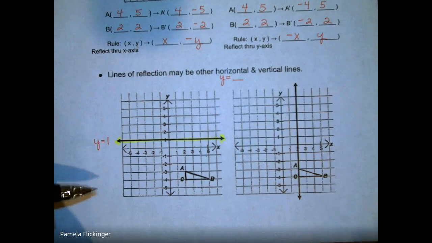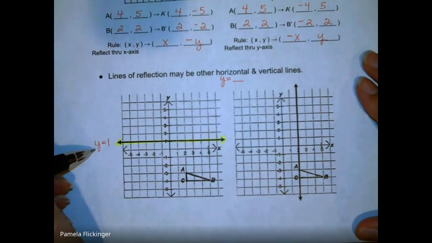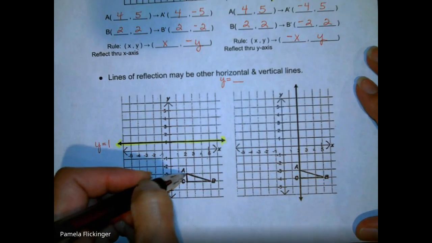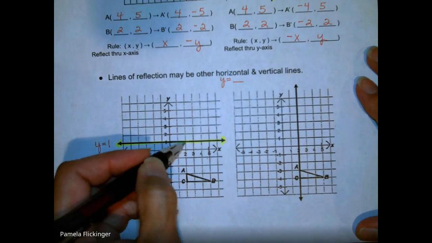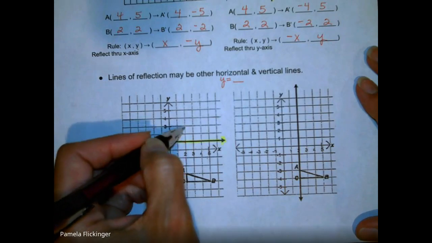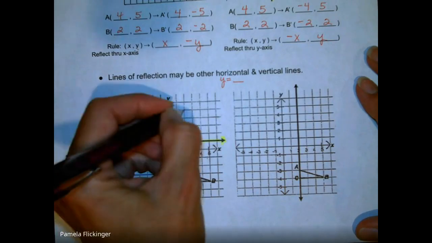So to reflect over this line, same as we did before, we're just going to count to that line. So point A is 1, 2, 3, 4 away from that line of reflection. So we're going to go 1, 2, 3, 4 on the other side.